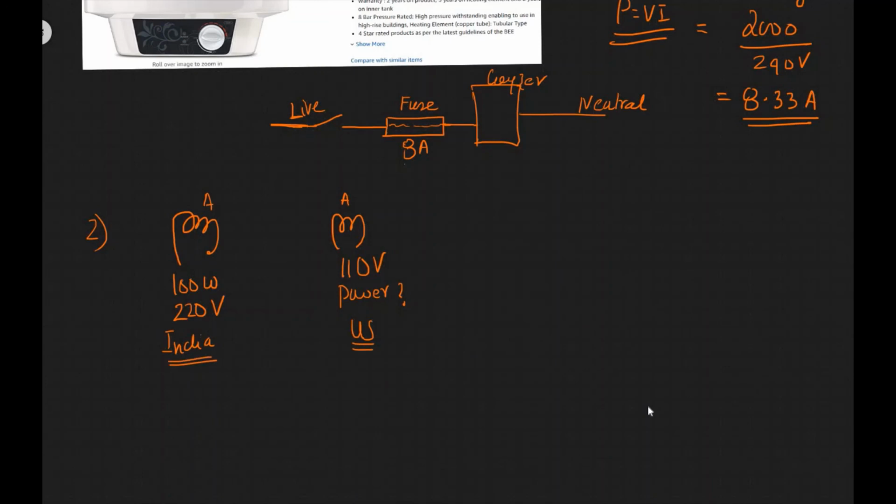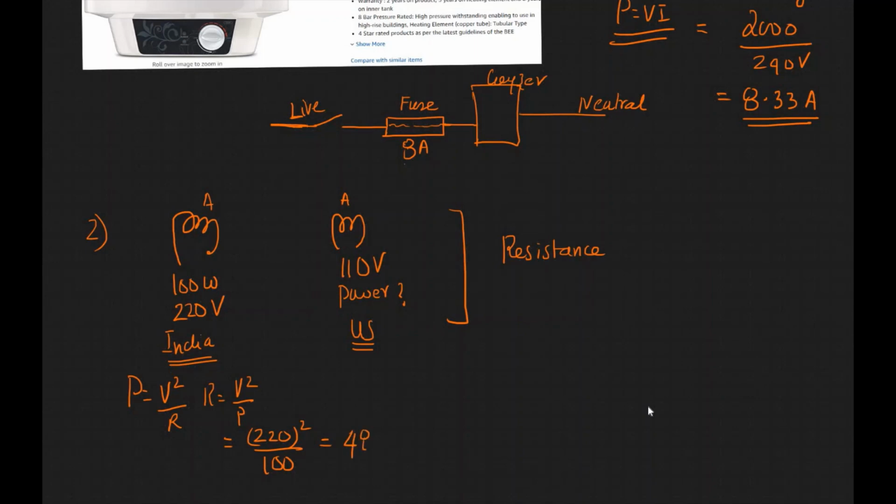So for this, first you need to look at what is constant in the US and India. What will be constant is your resistance. It will be the same. It won't change because it's a property of the material. And let's look at the bulb designed in India. Power is defined by V squared by R, or in other words, R equals V squared by P. That will be 220 the whole squared divided by 100, which is 484 ohms. So that's your resistance.